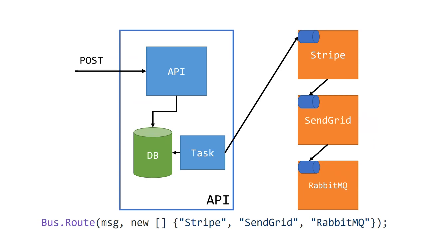Well, this works really well for simple cases, but doesn't work for more complex cases where, like, what happens when, not if, SendGrid goes down and that message consumer fails? Should that affect the next step in the process? Or should I still allow RabbitMQ to succeed if SendGrid fails?